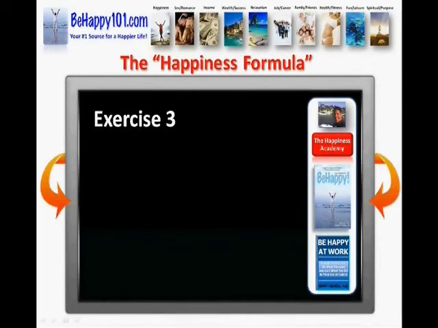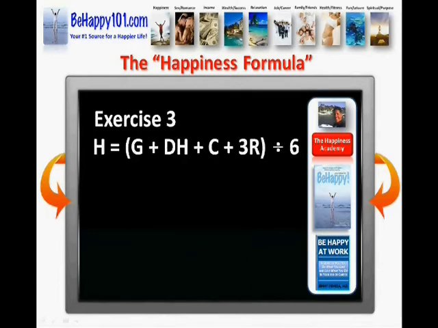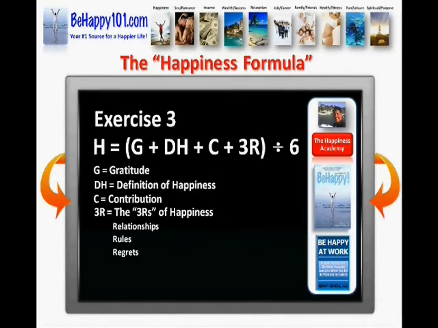So, for right now, to end Module 2, let's do another exercise. This is exercise 3, which, on that same scale of 0 to 10, is about getting your true baseline happiness score. To use the happiness formula, H equals G plus DH plus C plus 3R, and then divide it all by 6. So what I want you to do is take each of the components for exercise 3, write these down on a piece of paper: gratitude, definition of happiness, contribution, relationships, rules, and regrets, all 6 of those. And I want you to rate each of them, just like we did in the example.